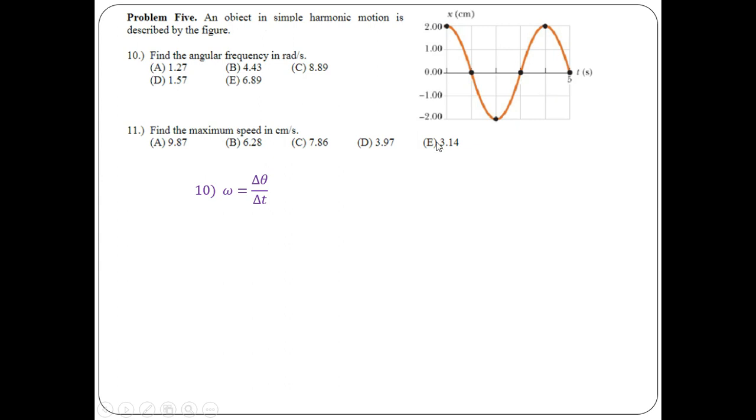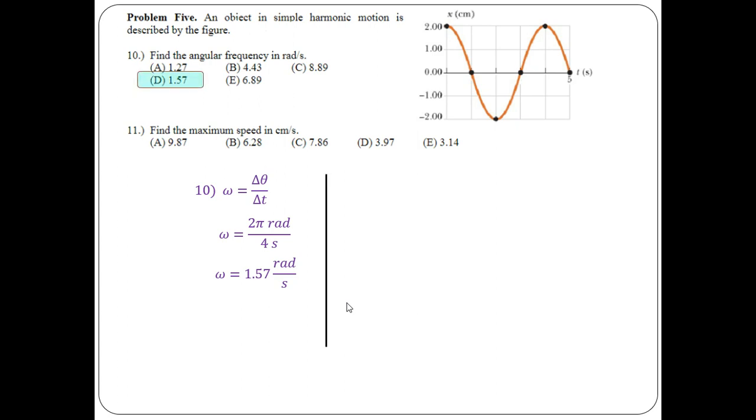So I just plug and chug. The angular displacement would just be 2 pi rad divided by 4 seconds. Because the question asks us for angular frequency in rad per second, we are pretty much done. If you do the calculator work, you should get 1.57 rad per second, and that is answer choice D.